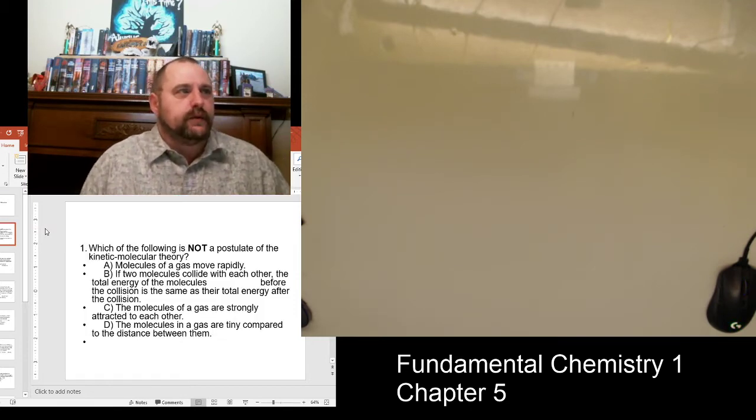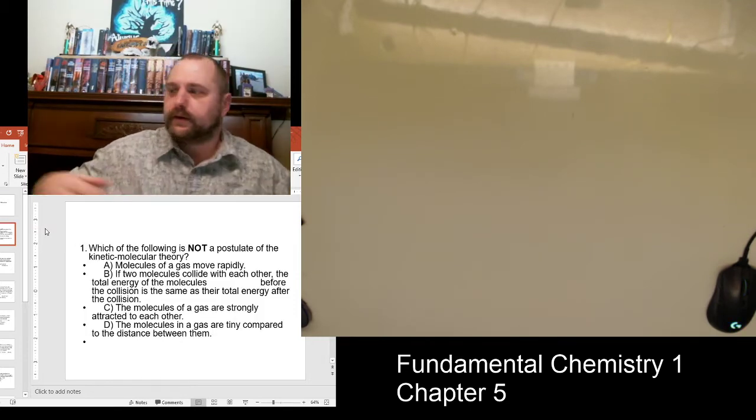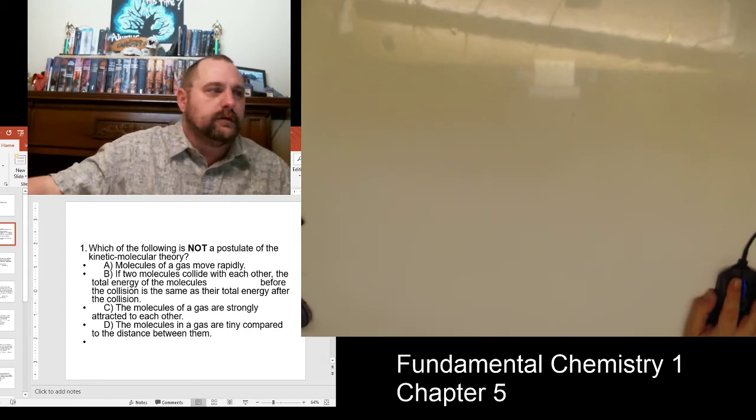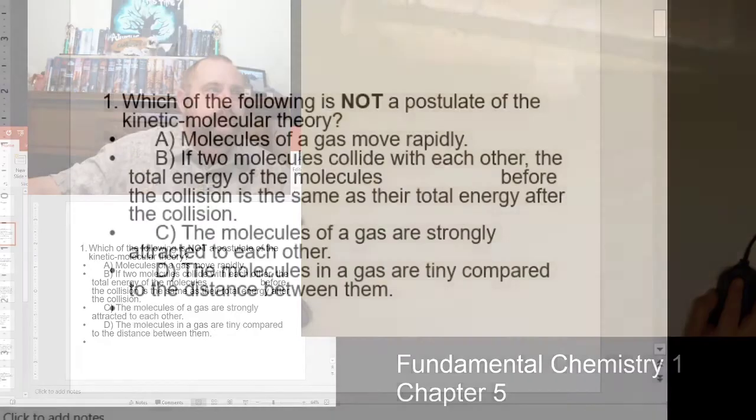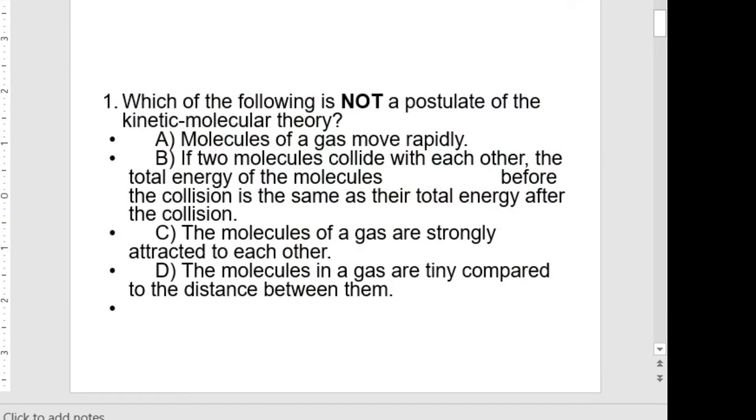So the first one up, scary looking problem here. So let me pull it up full screen. Which of the following is not a postulate of the kinetic molecular theory? All right, so this was just explaining the behavior of gases and molecules for an ideal gas. So first, the molecules of a gas move rapidly. Sure, they have random straight line motion.